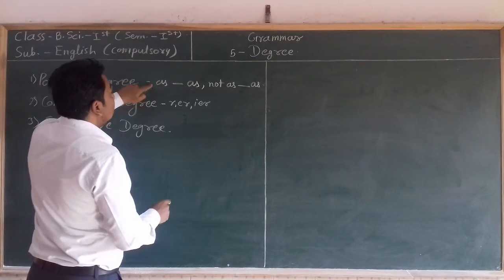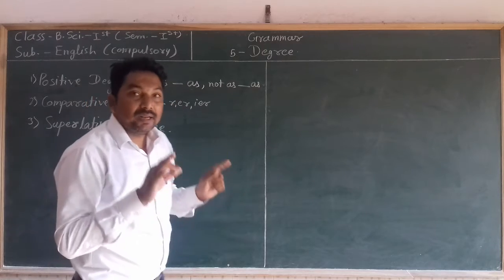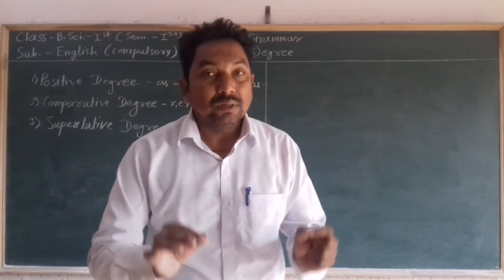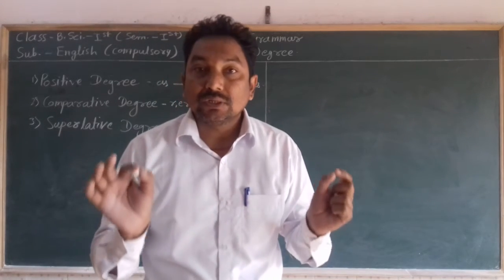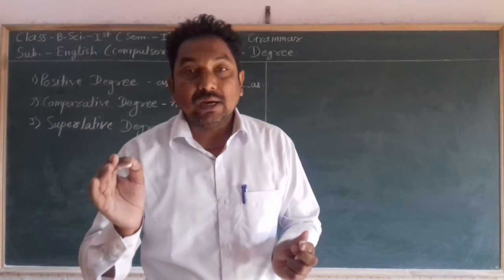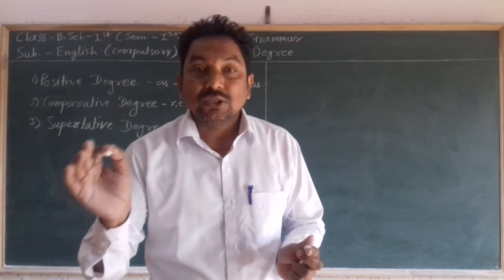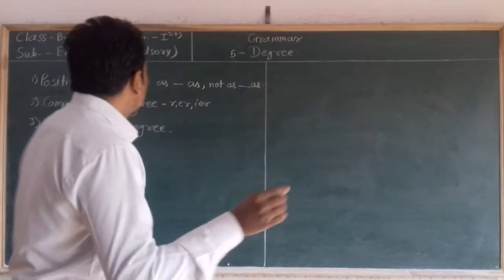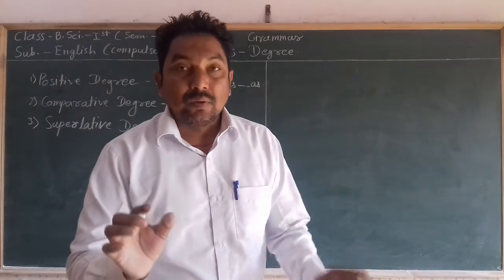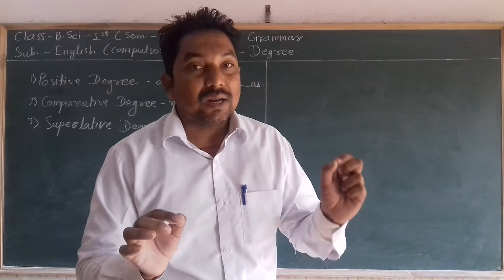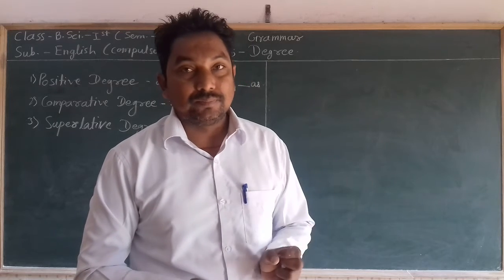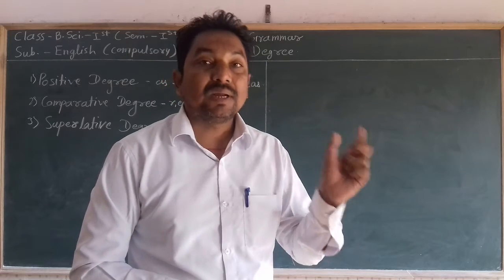In positive degree, the adjective word we can see in its original form. In comparative degree, we can see r, er, ier, this kind of suffix attached to the adjective word. Or if in any adjective word we cannot use suffix r, er, ier, then we have to take most, this word, in front of that adjective.